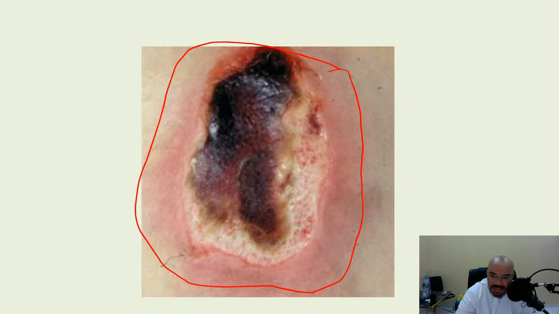This is the peri-wound area, and you can see here the signs of cellulitis. This is the wound edge, right? Now we are talking about the types of tissues we are seeing inside the wound bed.